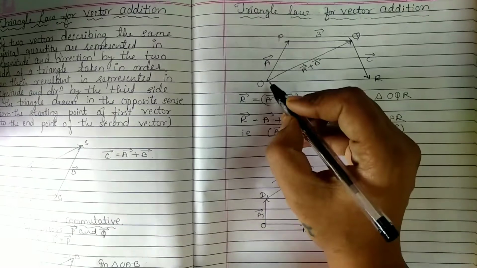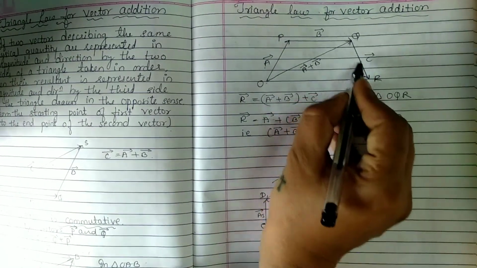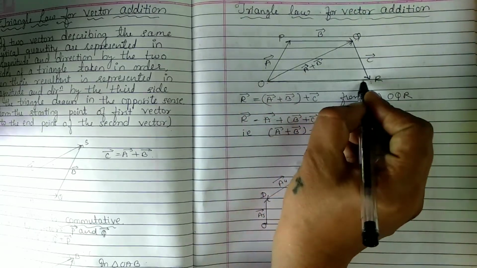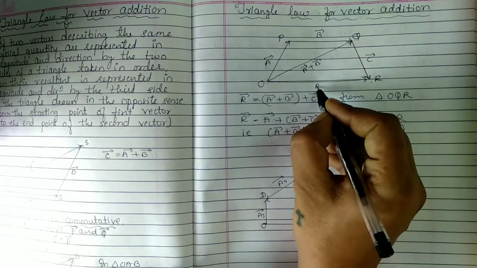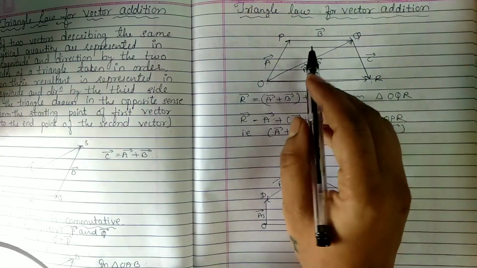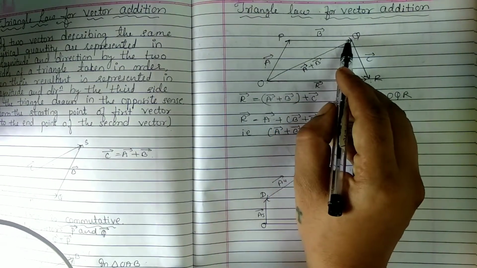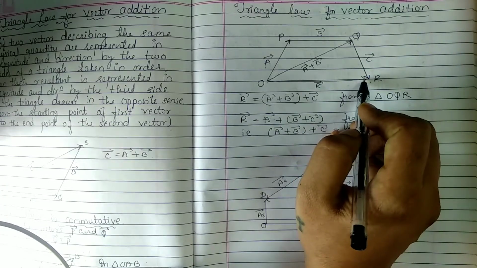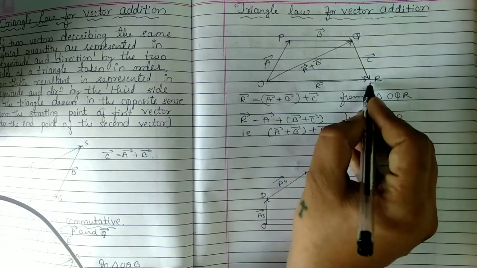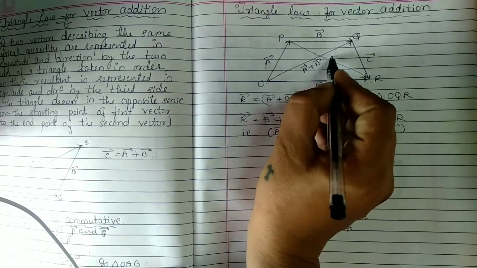Now see here, O to Q is a vector, Q to R is a vector, meaning they are in order. So what will be the resultant now? This will be the resultant over here, if you consider. Then if you want another triangle, you can take P to Q, Q to R. P to Q is B, Q to R is C. So can I take P to R as B plus C?